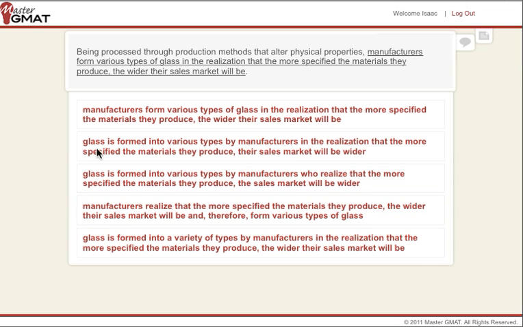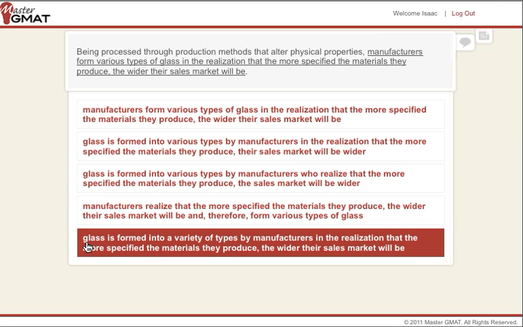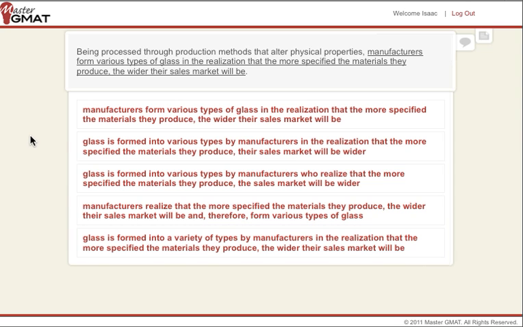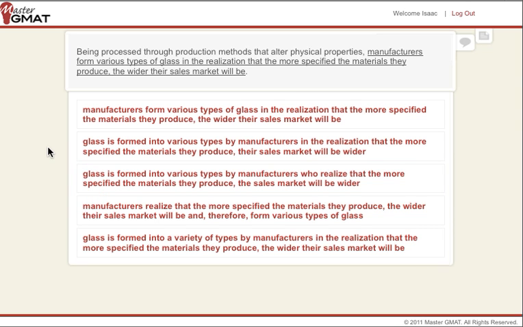We are left with the correctly modified words, glass, glass, and glass. Right away we see it over here. Had you not seen it, all you would have had to do is actually look at the differences in the answer choices and realize that, oh, okay, it's something to do with glass versus manufacturers. Then you would have remembered and figured this out. So A and D are gone. Now what do we do?